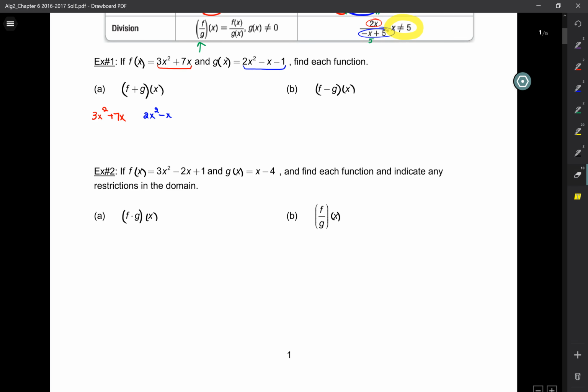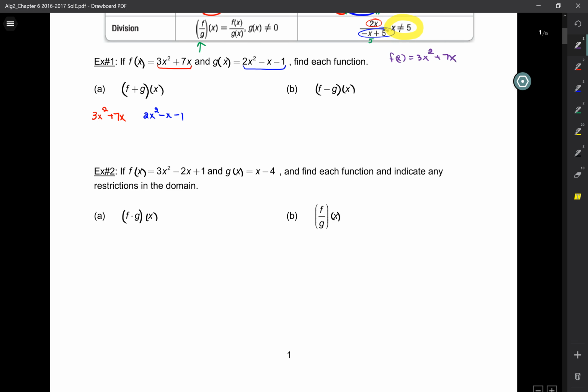That x just says that your functions have a variable of x. It's just the notation, because it's f of x, it's g of x. But why wouldn't you just eliminate that? Why is it still there? Because, okay, so here, what's my function? It's f of x. F of x is equal to 3x squared plus 7x.